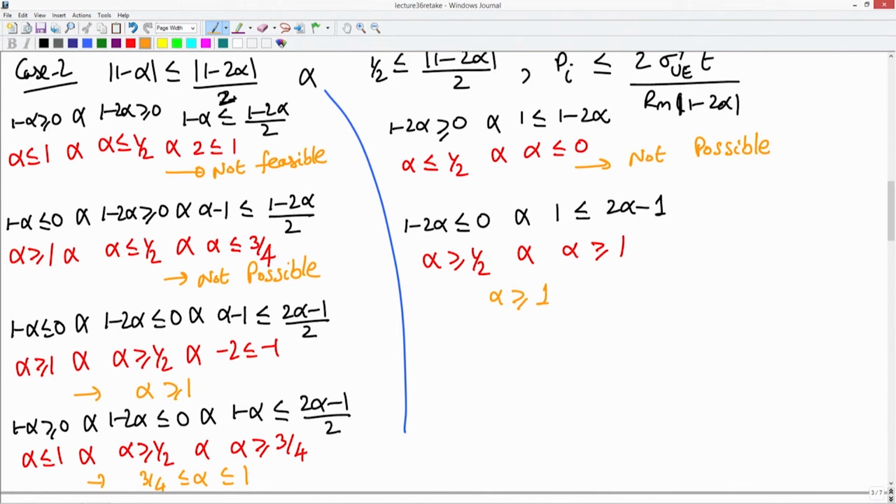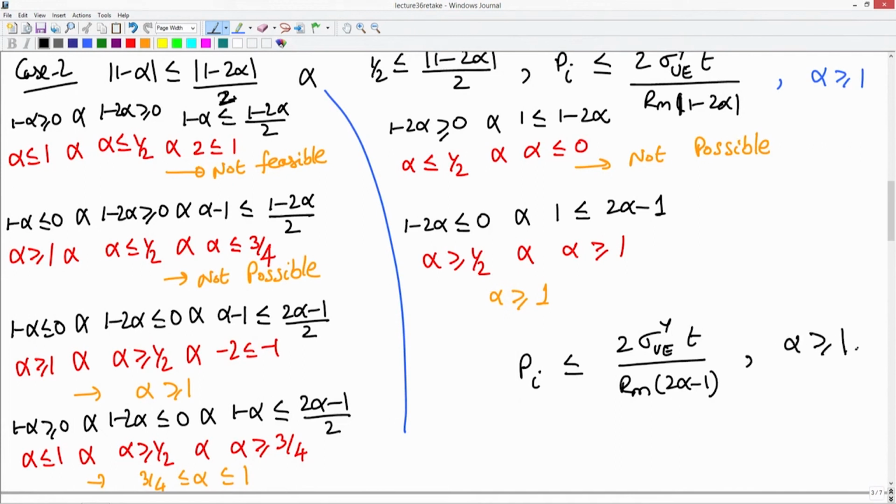Okay. Now, you have to satisfy these two restrictions along with the restrictions on this side. So, the common domain here is alpha greater than 1. Okay. So, this will become possible if alpha is greater than or equal to 1. If alpha is greater than or equal to 1, what happens? 1 minus 2 alpha will be lesser than 1. So, the correct way to write this condition would be Pi must be lesser than or equal to 2 sigma y u e t divided by r m into 2 alpha minus 1. I remove the absolute sign now, because I know that when alpha is greater than 1, this will be negative, and hence the absolute value will be this for alpha greater than or equal to 1. Okay.